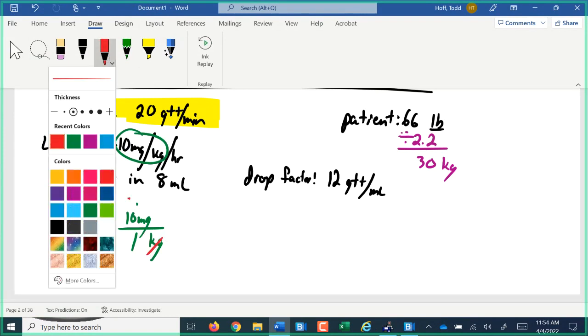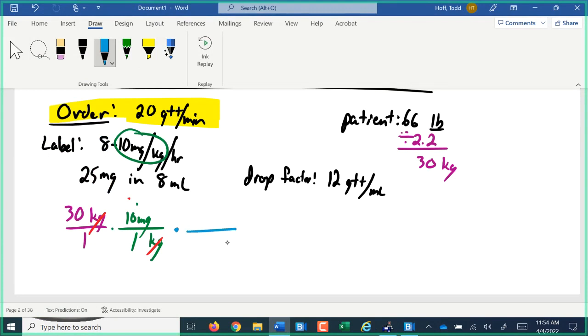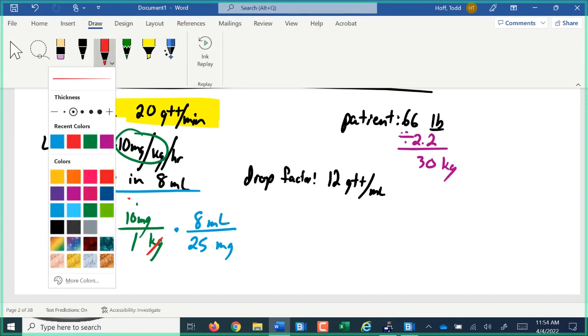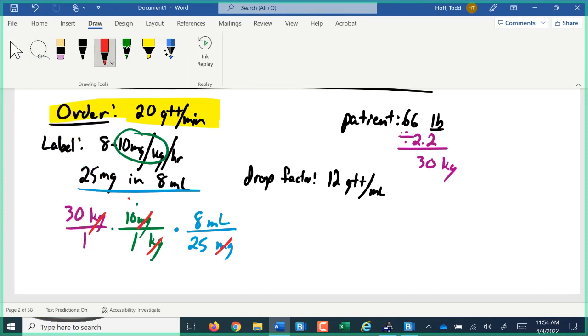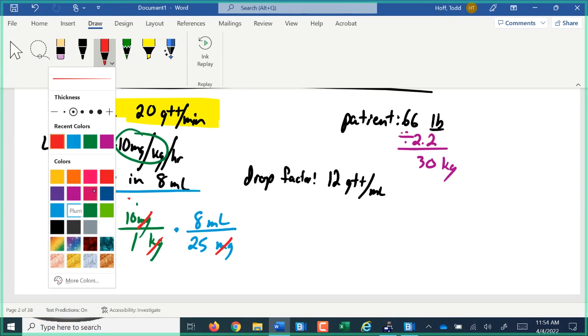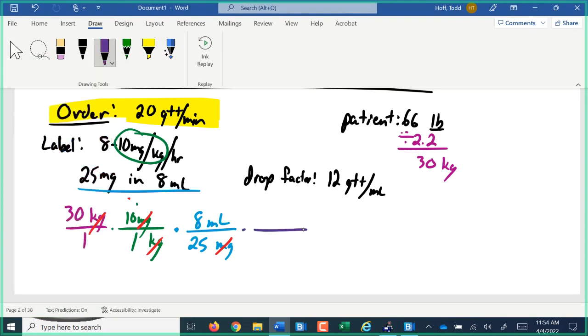Get rid of kilograms, let's get rid of milligrams. We have 25 milligrams in 8 milliliters. Get rid of milligrams. Now we need to get rid of the milliliters. Drop factor, 12 drops per 1 milliliter. And now we should be in drops per hour. So we'll make that conversion necessary. We'll bring in the hours in just a little bit.